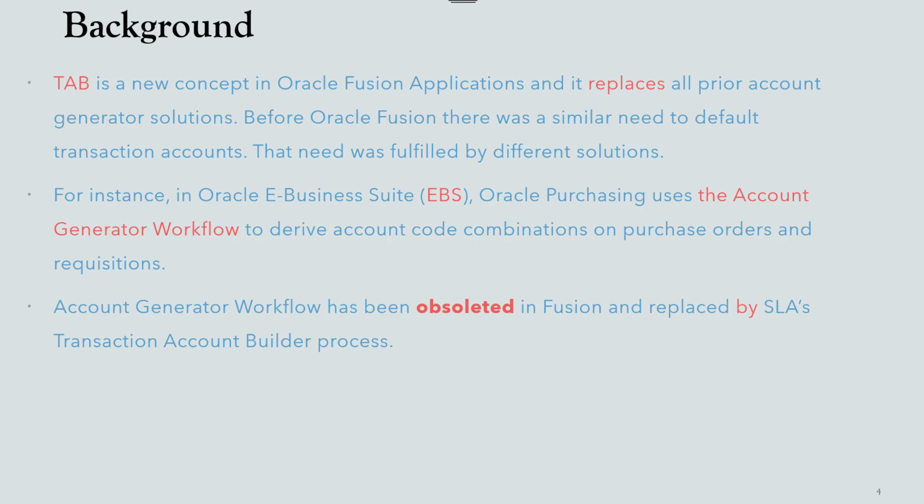And also for PeopleSoft, there are chart fields. For JD Edwards applications, account generation is done by AAI, automatic accounting instructions. The Account Generator workflow has been made obsolete in Fusion and replaced by the SLA Transaction Account Builder process.